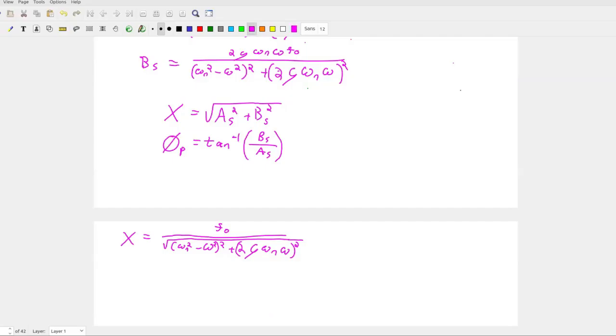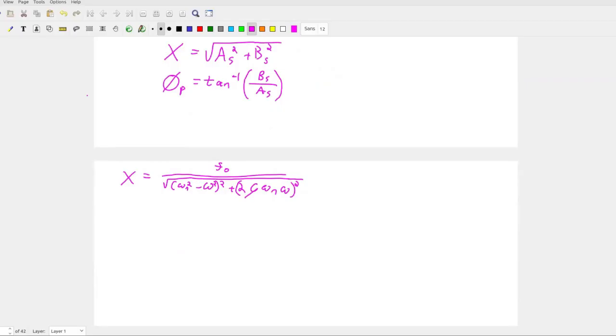But I can get omega n, that's my natural frequency. Omega is the frequency of my forcing function, zeta, omega n, omega. So now I can get my X for the right-hand side of that equation. And I can do the same thing with phi p, which is equal to tangent inverse of a large fraction, 2 zeta omega n omega over omega n squared minus omega squared, and close that bracket.